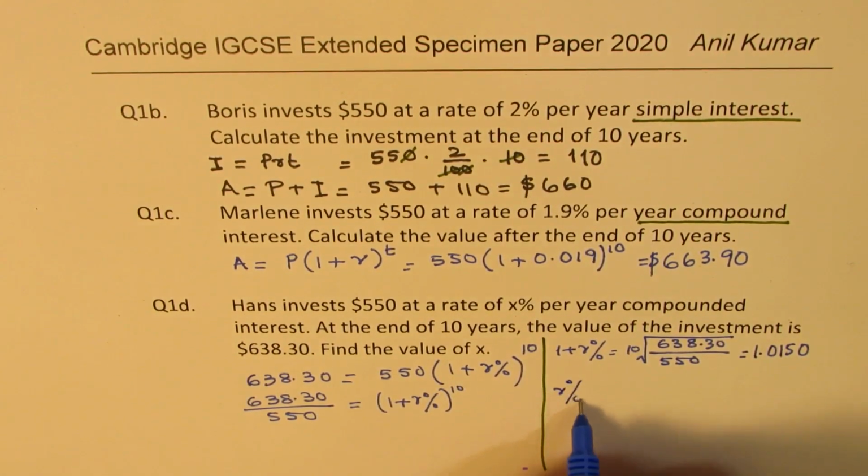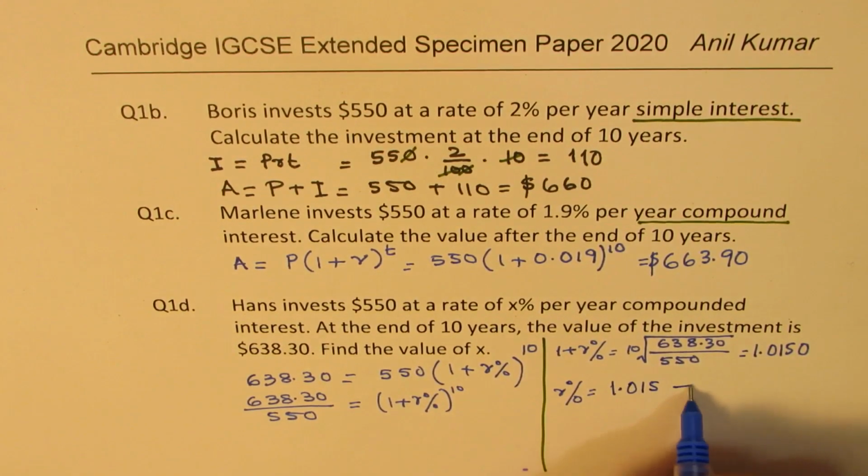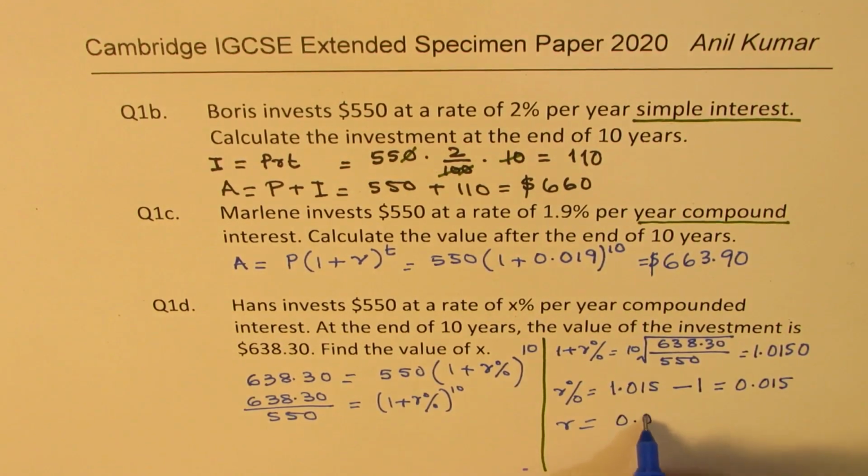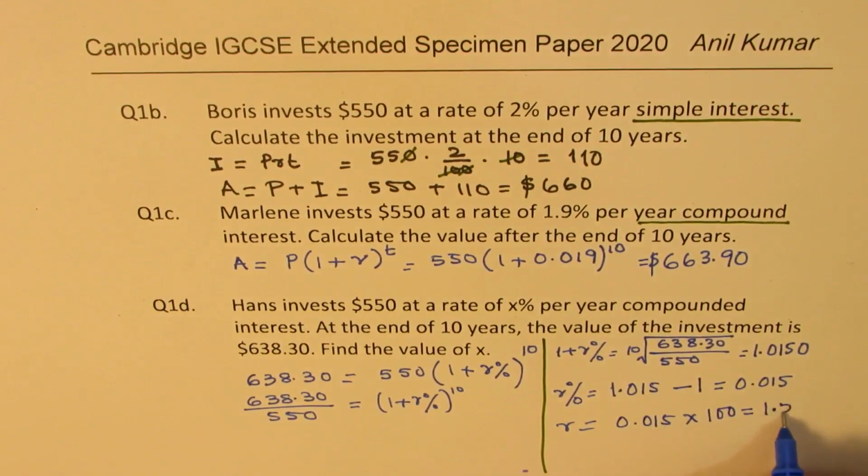So r% is equal to 1.015 minus 1, which is equal to 0.015. To find the rate of interest, we'll multiply this by 100, right? So that multiplied by 100 gives you 1 point, so the decimal moves 2 places, correct? 1.5%. Does that make sense to you, right?